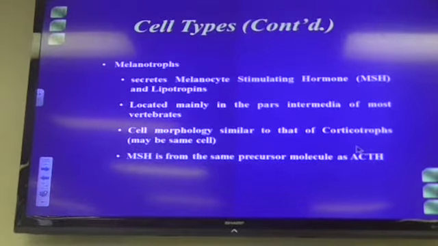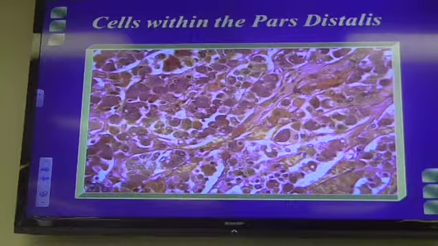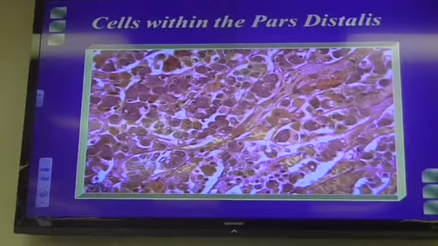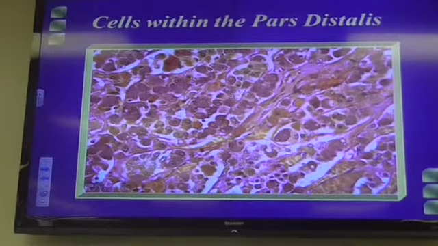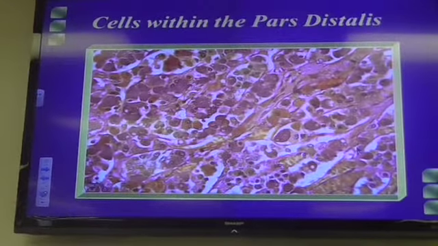Okay, now here's just showing you an example of some histochemical staining. This particular one was for your corticotropes, and you can see the brownish coloration. Depending upon what stain you're using will depend upon what color change you'll get.